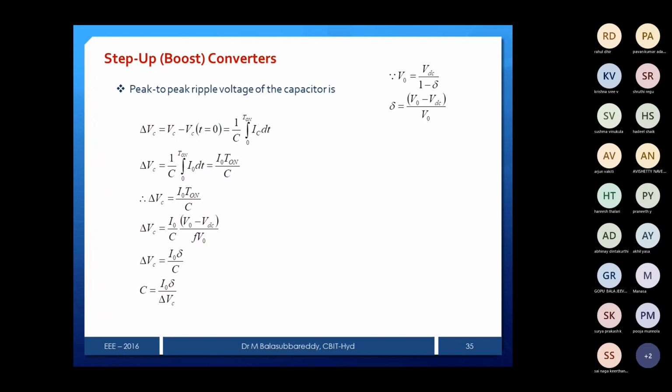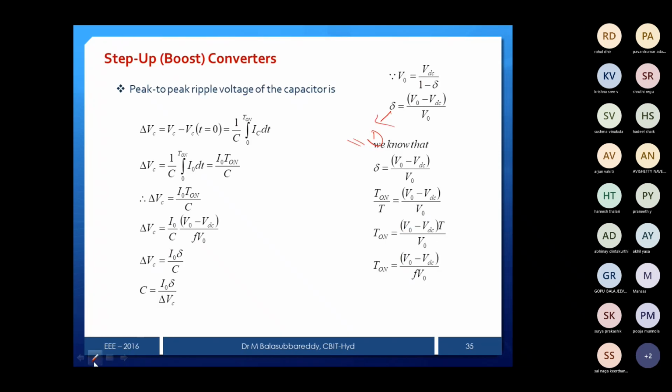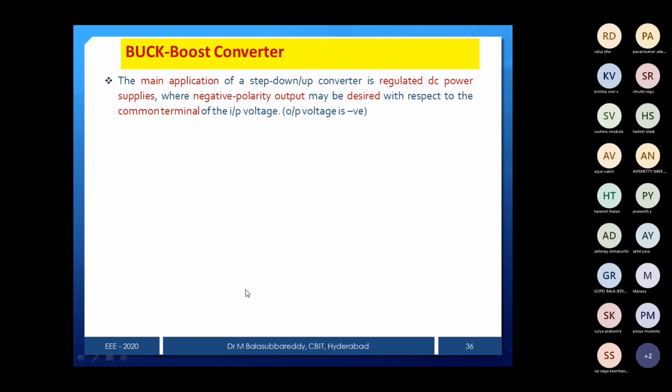Instead of giving direct steps, I gave the V out expression. This delta expression is from this equation, and you can substitute the delta here. Note that delta and D are the same. As in the previous conventional converter we used delta, that's why somewhere I used delta also. D and delta are the same, and you get the capacitor value and the inductor value. This portion is only for simplification. I made some simplification on this side, and finally you get the C value, this one.